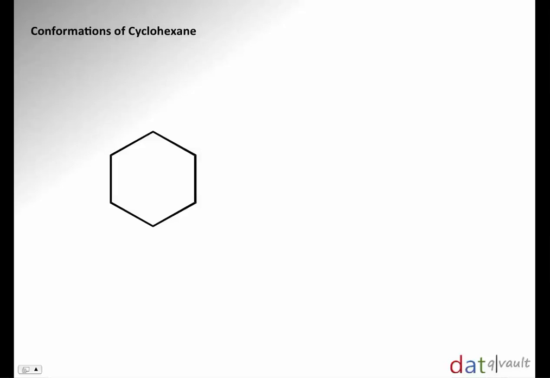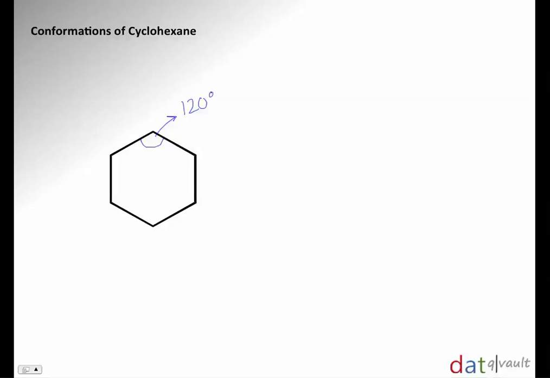So when we're looking at ring systems, here's an example of a cyclohexane. We usually see it drawn out as a flat planar ring. But in reality, cyclohexane 99.99% of the time does not exist in a planar form like this, and that's because bond angles in a planar cyclohexane would actually be 120 degrees.